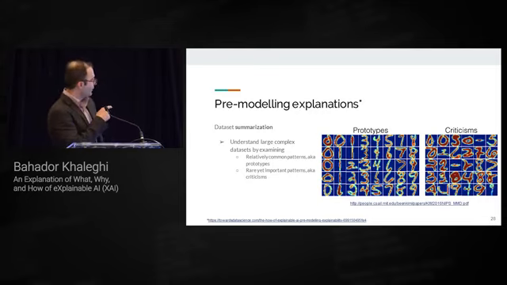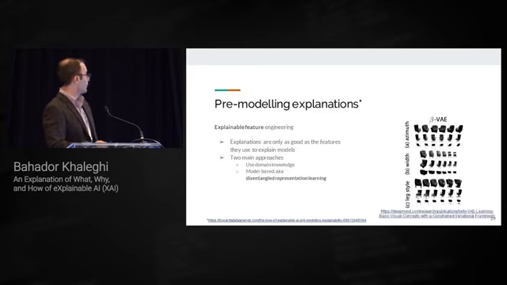Here's an example of prototypes and criticisms for the MNIST data set. You can see by looking at these examples only, you can pretty much understand what MNIST was all about, as opposed to looking at, let's say, 10,000 samples or something, right? So it's a very useful technique in practice.